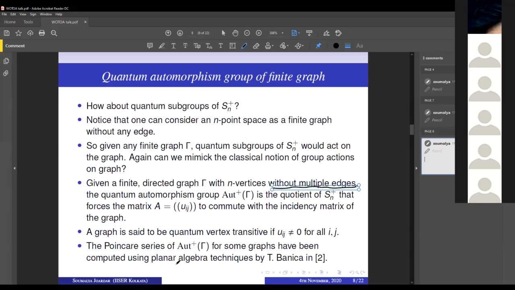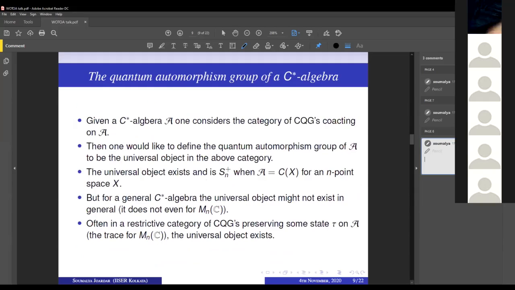And this is just a side note that the Poincare series of quantum automorphism groups of finite graphs have been computed by Banica. This is quite interesting. He used planar algebra techniques to compute such things. So, yes, this is just a side note.